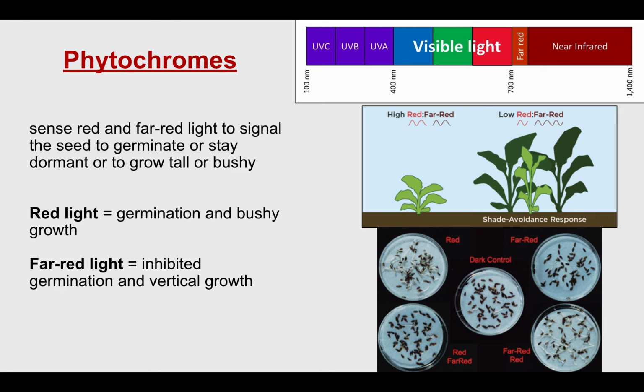And typically plants growing taller and having a lot more vertical growth rather than bushy growth is an indication that they're searching out more sunlight. So when there's not enough light and these phytochromes sense a lot of this far red light, the plants are going to grow taller to search out more light sources. Okay, so these phytochromes are pretty cool in what they do.